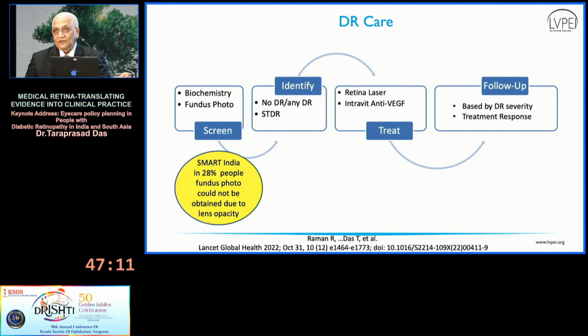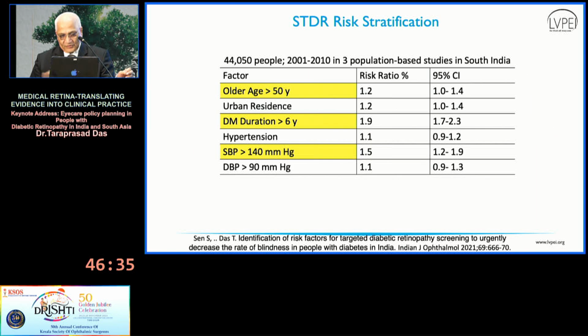So how do we treat retinopathy? You do a screening, either biochemistry or fundus photography. You identify between NPDR and STDR. STDR requires immediate treatment. They then do either laser, surgery, or injection, depending on the status of the retinopathy, and do follow-up care. But in the paper published, I think 6 months ago in Lancet Global Health, we found that the Smart India study showed that 28% of the time you cannot take a fundus photograph because of lens opacity, which means that these patients require surgery or care for cataract first before you think about diabetic retinopathy.